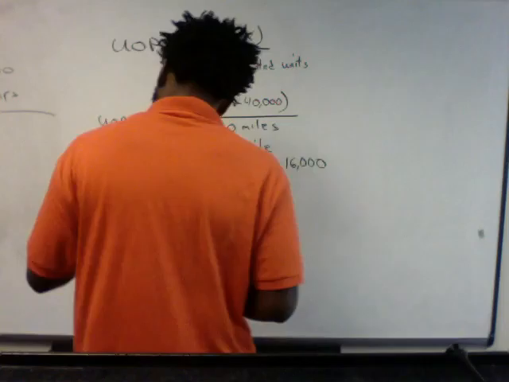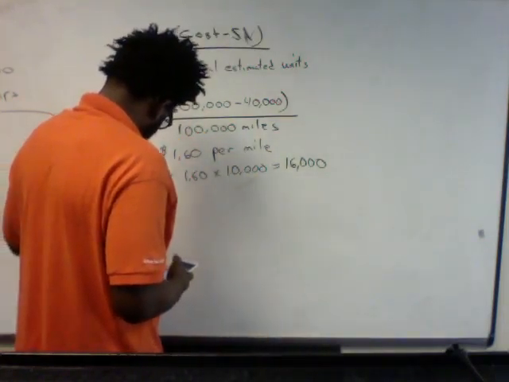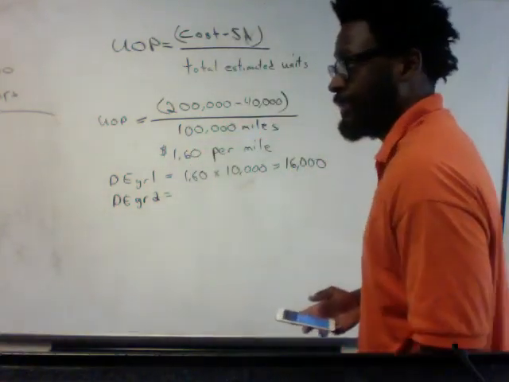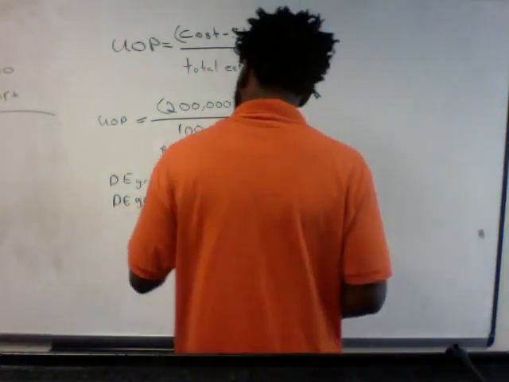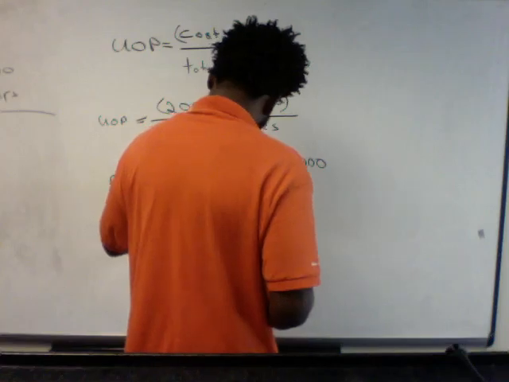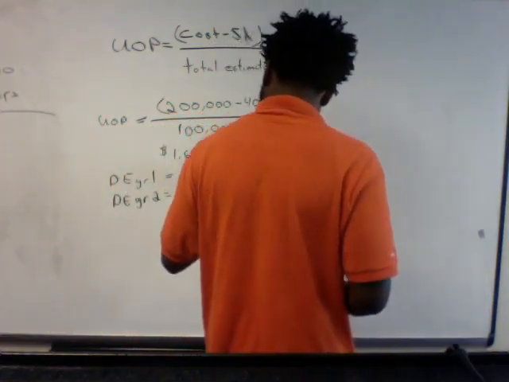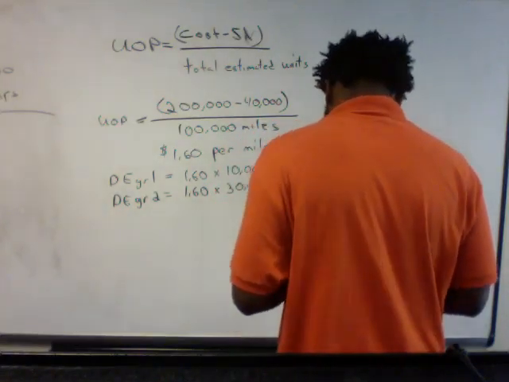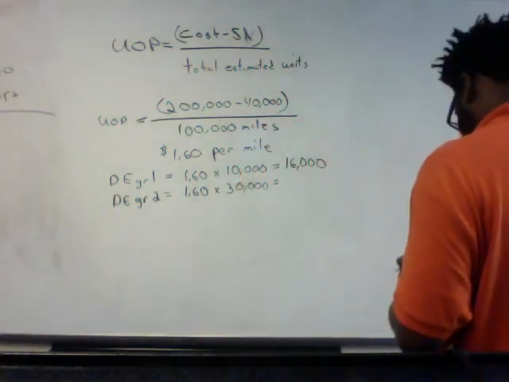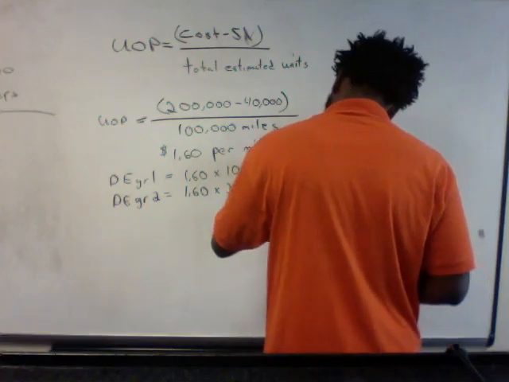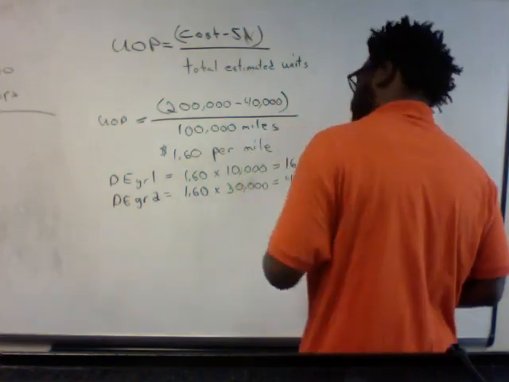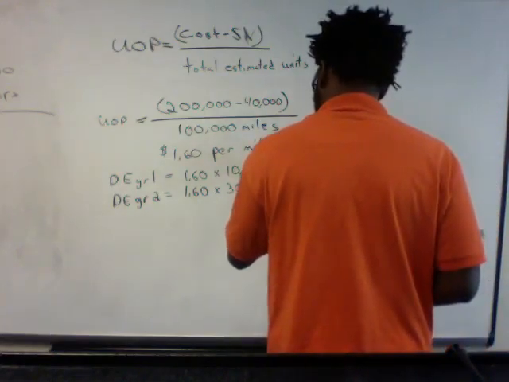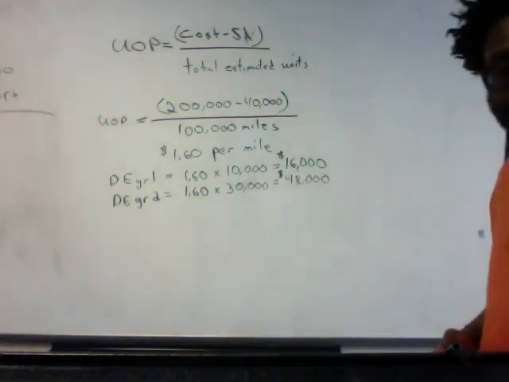Now, for depreciation expense for year two, how would I go about doing that? Again, I would take $1.60 times the amount of miles that was driven, which we said was 30,000. We're going to take $1.60 times 30,000, and that should give us 48,000. 48,000 is the depreciation expense for the second year, right?